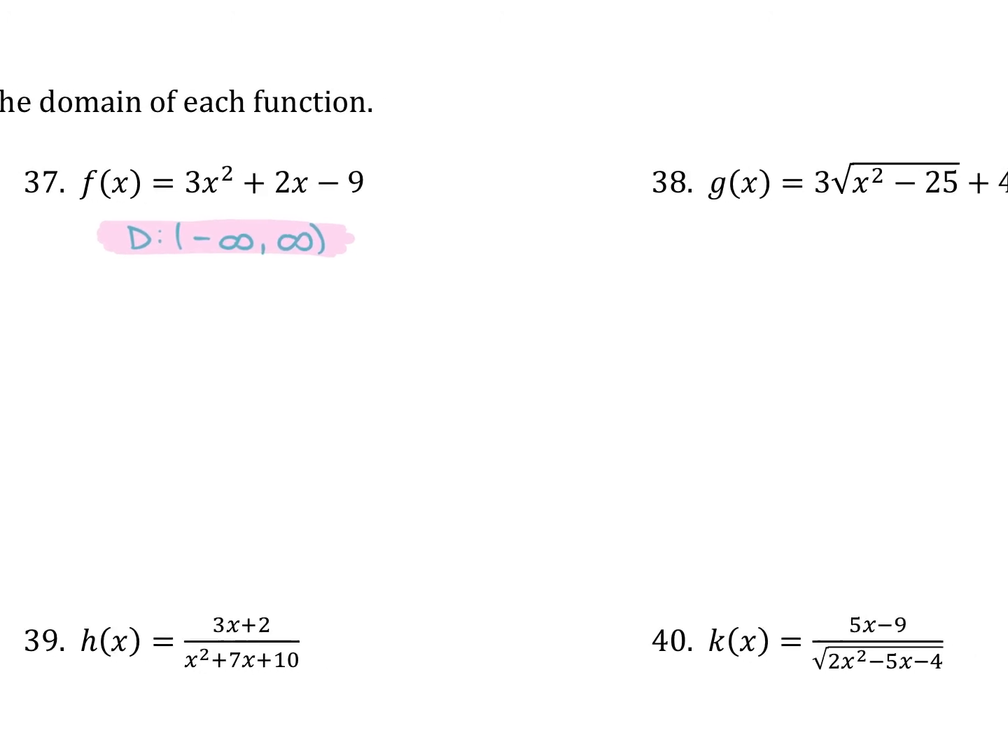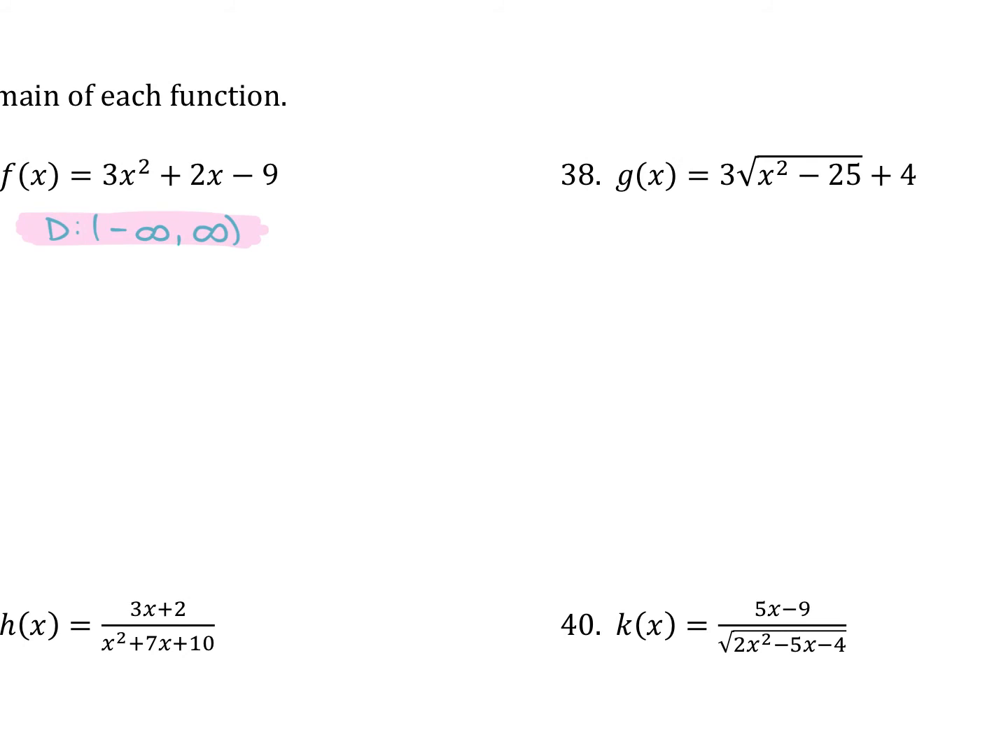For 38, though, you're given g of x is equal to 3 square root of x squared minus 25 plus 4. You have that x squared minus 25 under the radical. So since you do have a radical and x is under it, you're going to take the expression under the radical and set it to be greater than or equal to 0. So you're going to take the x squared minus 25, set it greater than or equal to 0, and then solve. If it was me, I would factor this. So I would do x minus 5 times x plus 5 is greater than or equal to 0.